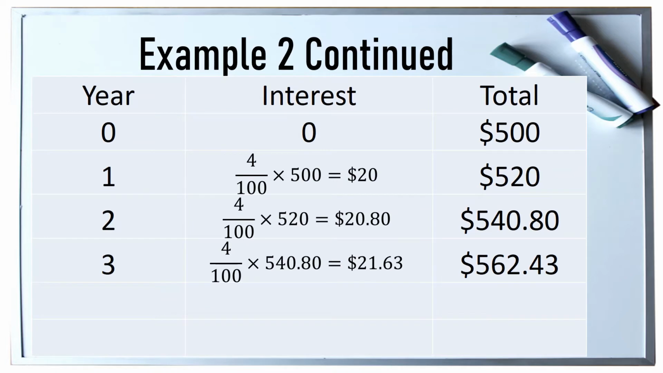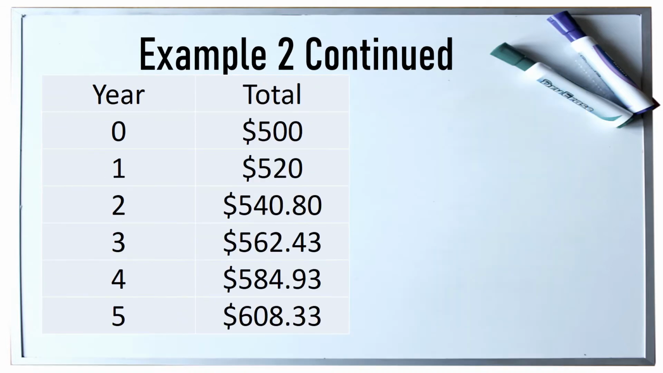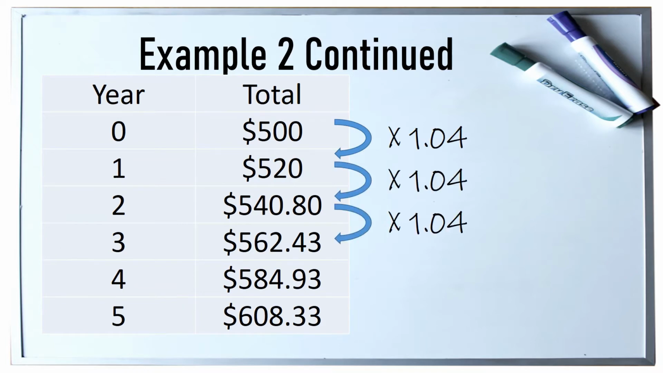In the third year, it's 4% of the previous amount, which was the $540.80. We get our $21.63 of interest and we add that on. And we keep on doing that for our 5 years. Doing all those calculations can be quite tedious, but there is one shortcut that I want to talk about now, and that is getting the total. What you could do is multiply by 1.04 each time. You can pause the video now to check that this works.